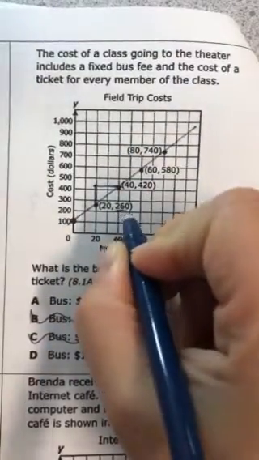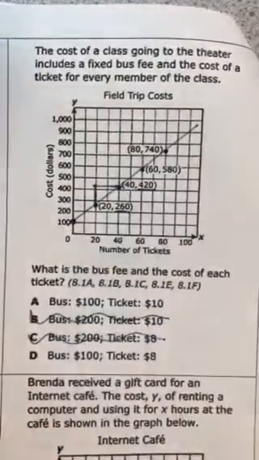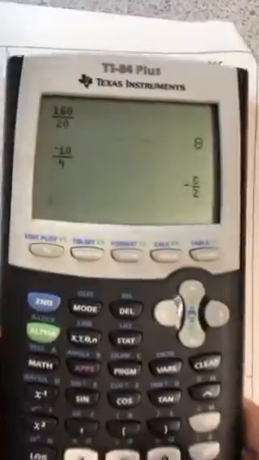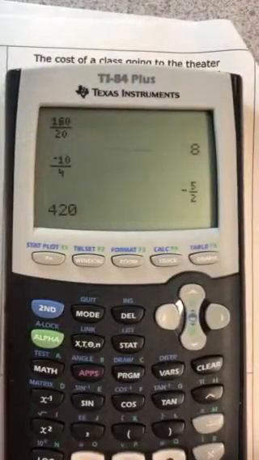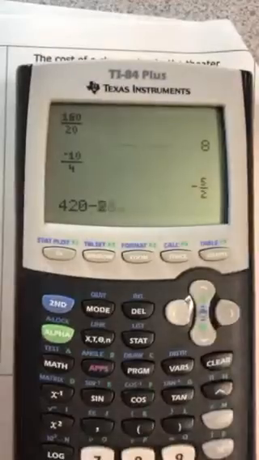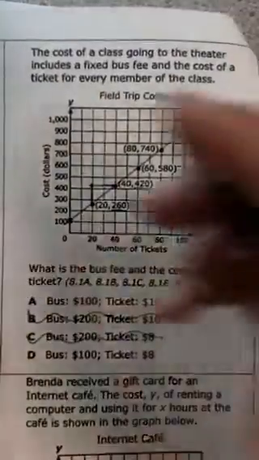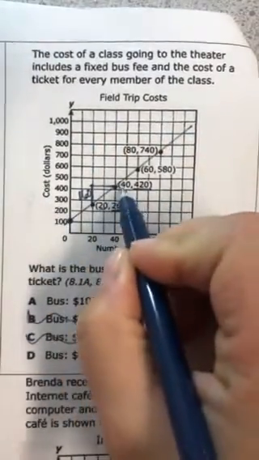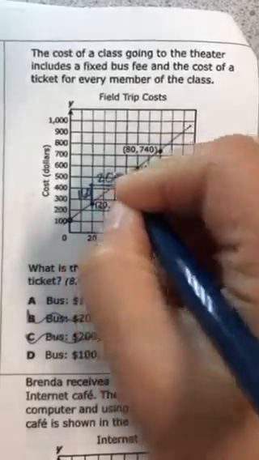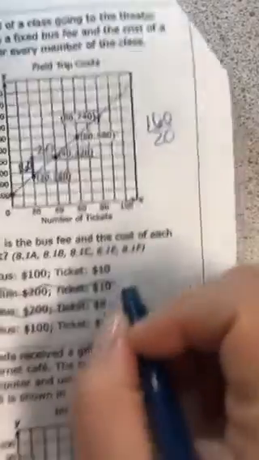So I'm at 260 and I go up to 420. So you have to figure out what is the difference. And if you want, you can use your calculator to do that. So it was 420 minus 260. So that gives us a difference of 160. So that means that this is 160 tall. And then again, it's at 20, it goes to 40, that's a difference of 20. So my slope is 160 over 20, which simplifies to 8, so letter D.